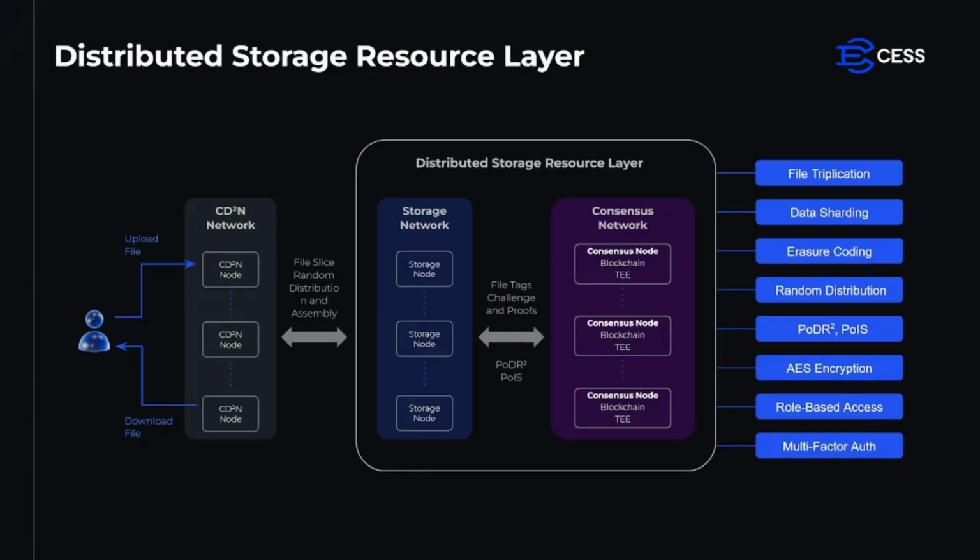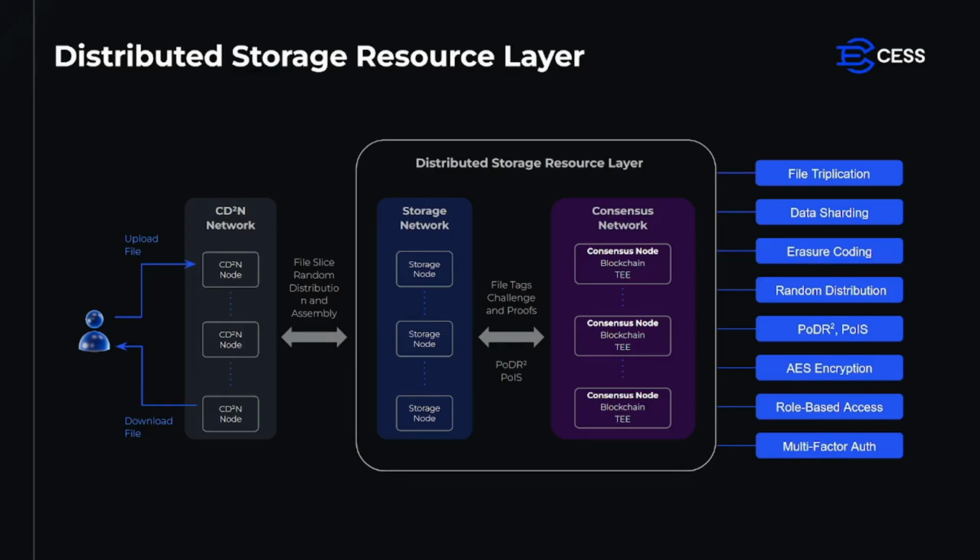The distributed storage resource layer is composed of two types of nodes: storage nodes and consensus nodes. These nodes communicate using a peer-to-peer protocol. Storage nodes are responsible for providing storage space to the network and storing user data, while consensus nodes validate transactions, generate blocks, and create challenges for the storage nodes to ensure file integrity and authenticity.